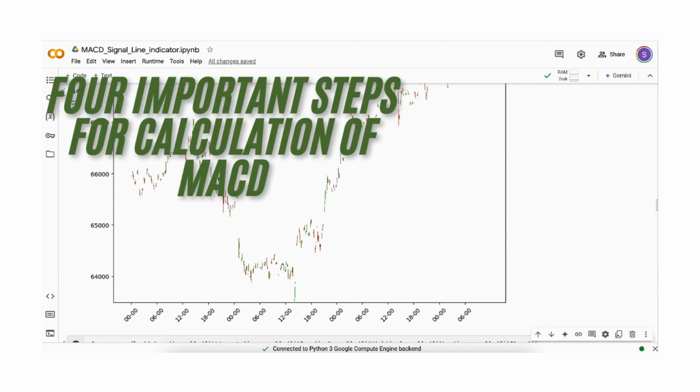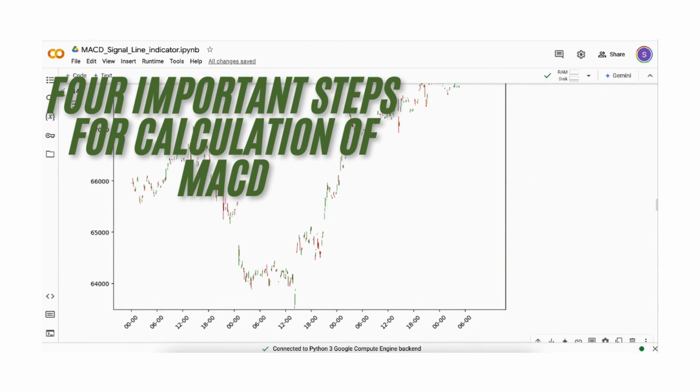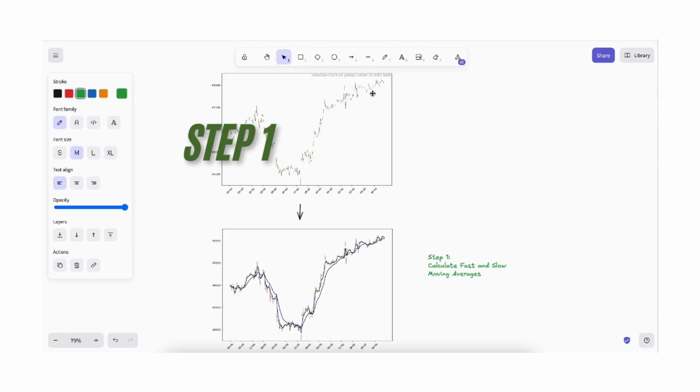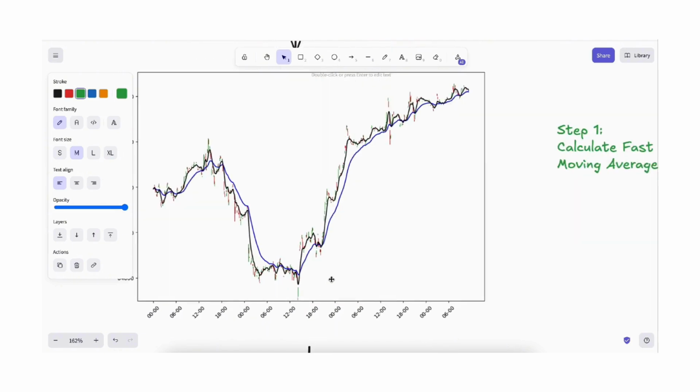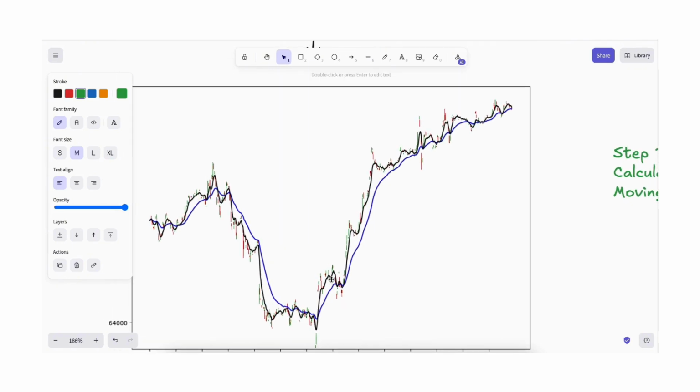Let's first visually look at how to step-by-step calculate the MACD, and then we will look at how to do this in Python. We start by looking at the price action here, and then we take the next step, which is to calculate the fast and the slow moving averages. The fast and the slow moving averages here are the exponential moving average and not the simple moving average, as we have looked at in the previous videos.